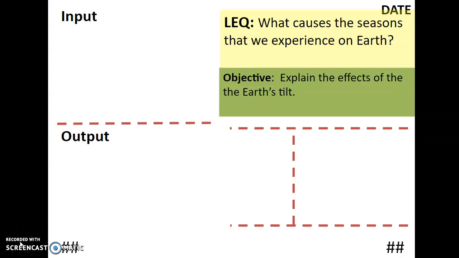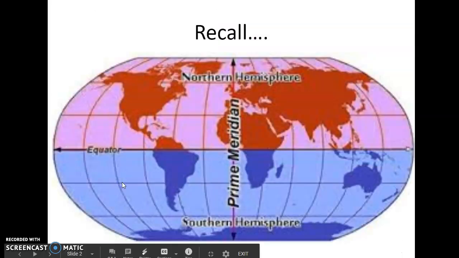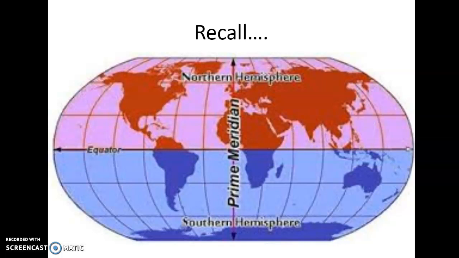Hey class, in today's lesson, we're going to be learning about what causes the seasons that we experience on Earth. The objective of today's lesson is to be able to explain the effects of the Earth's tilt. Let's recall from a previous class you might have seen the globe in, and if you haven't, that's totally okay. We're just going to briefly go over it.